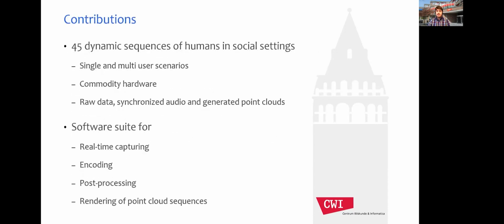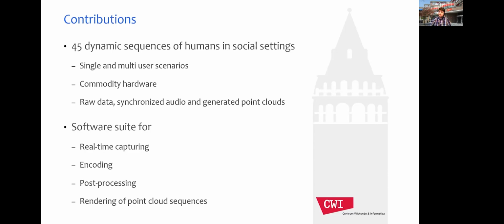In this paper, we release a dynamic point cloud dataset that depicts humans interacting in social XR settings. We have a total of 45 dynamic sequences, some of them single-user and others multi-user scenarios. All of the sequences have been recorded with commodity hardware. That means that it's not very expensive, so it's something that people can replicate at home. And we provide the raw data, which is RGB, depth, and also the audio, and the generated point clouds.